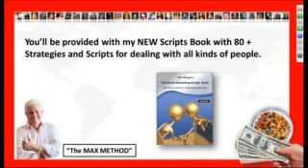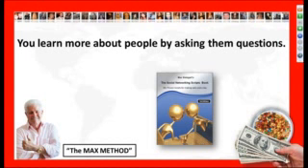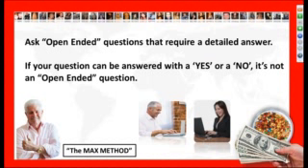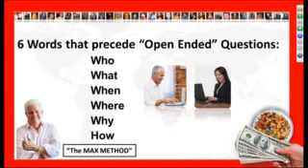Now you're going to be provided with my new social networking scripts book with 80 plus strategies and scripts for dealing with all kinds of people. You'll learn more about people by asking them questions. You ask open-ended questions that require detailed answers. If your question can be answered with a yes or a no, it's not an open-ended question. Six words that precede open-ended questions are who, what, when, where, how, and why.